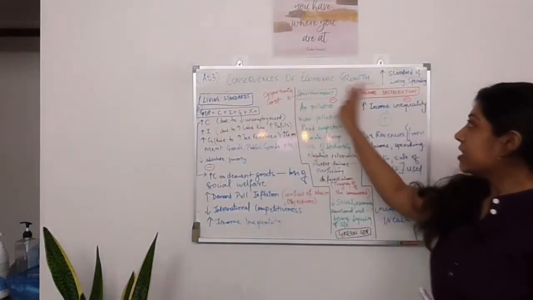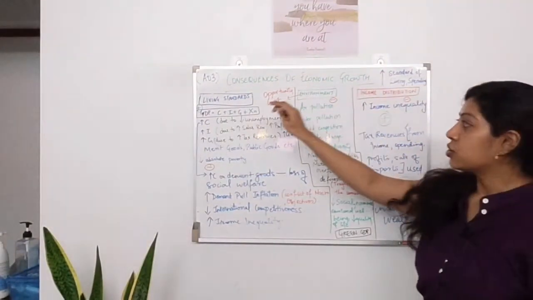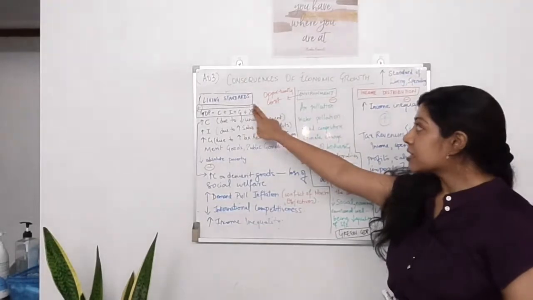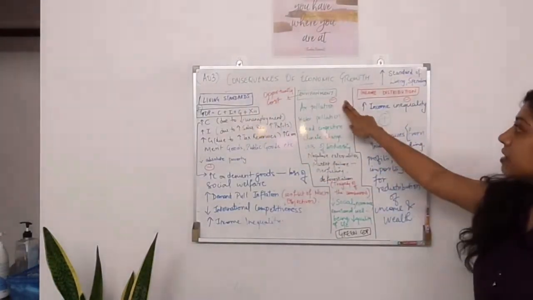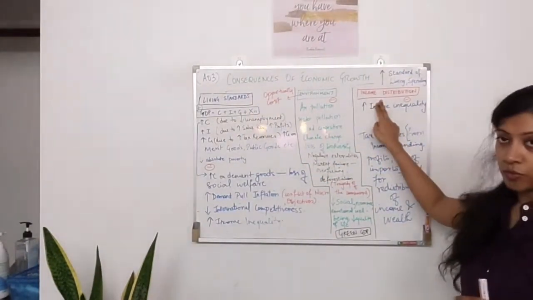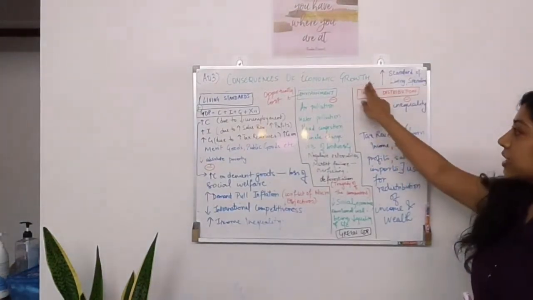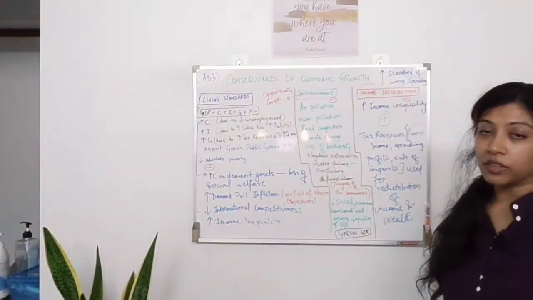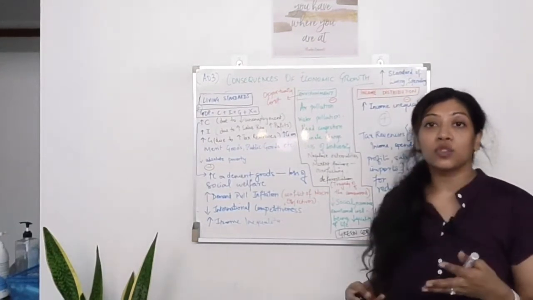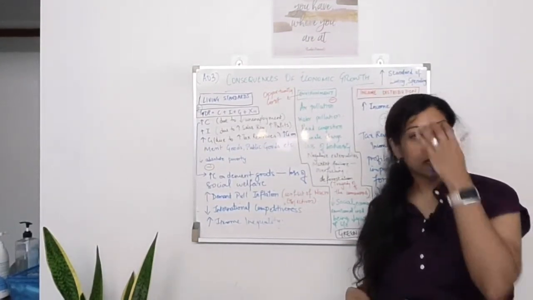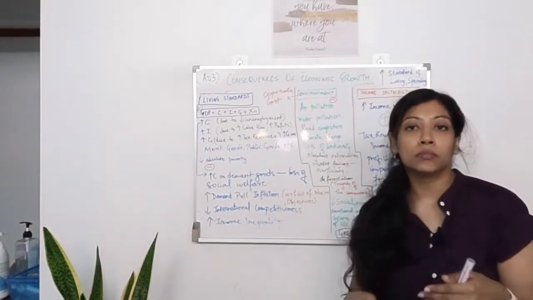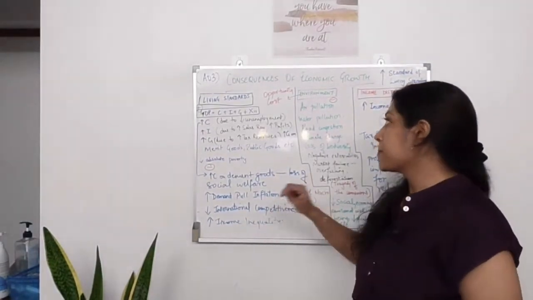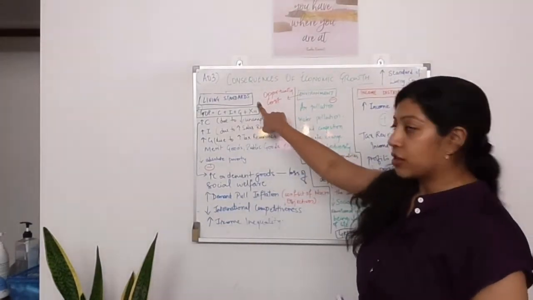Okay, so we can divide these consequences into three parts: consequences on the living standards, on the environment, and on income distribution. Now, if there's economic growth, there would definitely be an increase in the standard of living and an increase in spending in the economy. So, mostly all sections of society would start spending more, which would increase living standards.